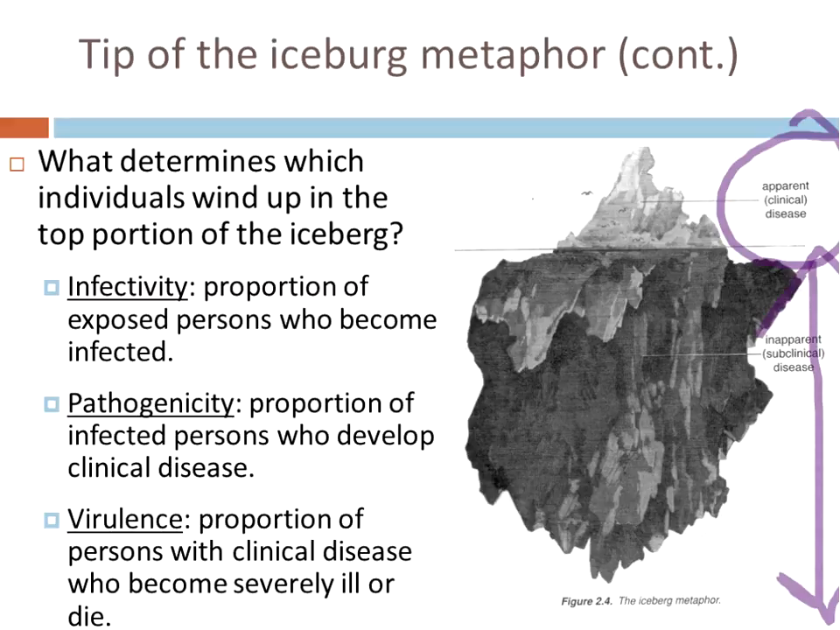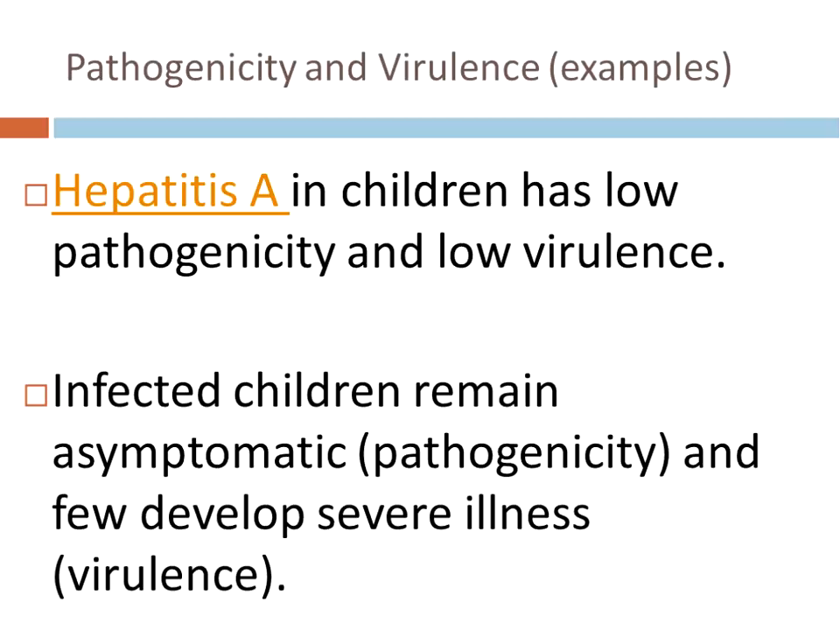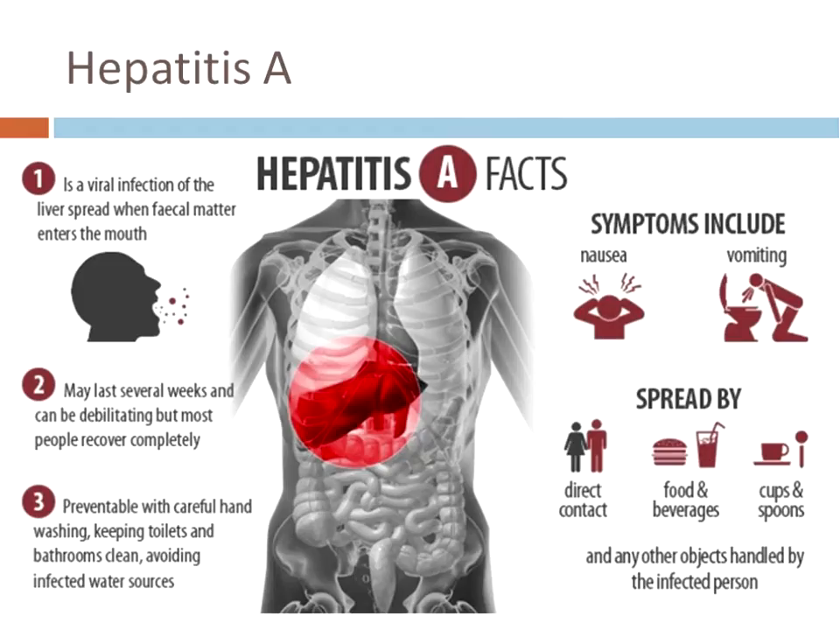So infectivity, proportion of exposed people who become infected. Pathogenicity, proportion of infected people who then develop the disease. And virulence, proportion of people who develop the disease and become severely ill or die. We'll go through and take a look at how these work together. So hepatitis A in children has a low pathogenicity and a low virulence. Affected children remain asymptomatic, and very few develop severe illnesses of hepatitis A.